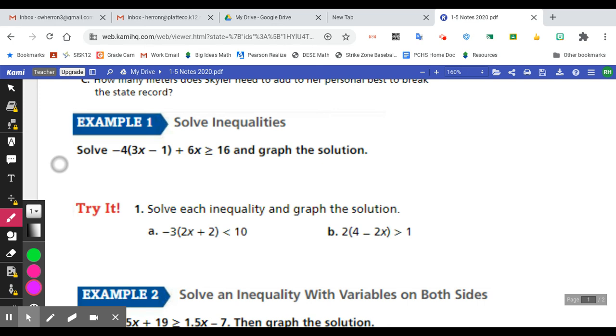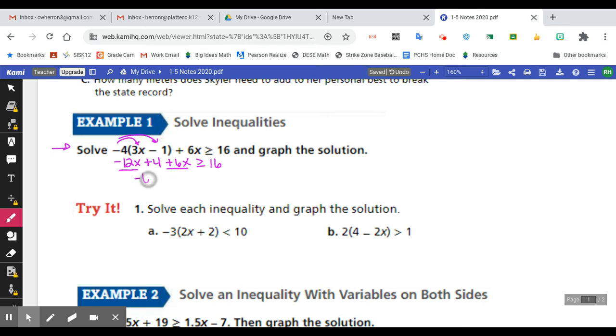Okay, so solving is exactly the same as what it normally is when we're doing equations. So we just have to start like normal. So we're going to start here at example 1, and we're going to do exactly what we've been doing. So I need to distribute the -4 because it's on the outside, and I'm going to have negative 12x plus 4 plus 6x is greater than or equal to 16. Okay, combine like terms like we have been. Negative 12x and 6x would give me negative 6x plus 4 is greater than or equal to 16.